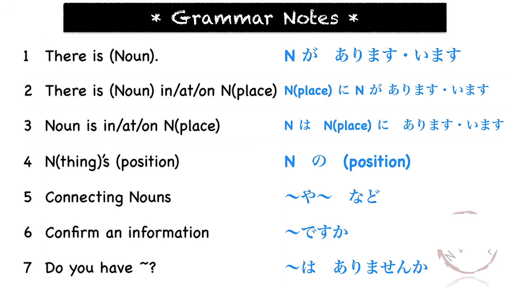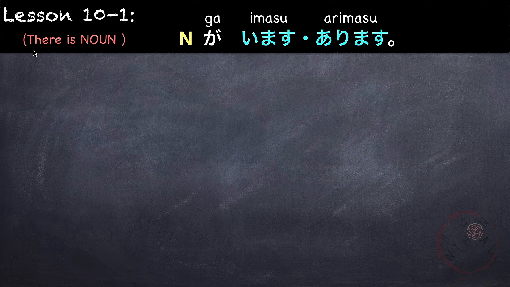Here are the grammar points that we will learn in this lesson. The first one is how to say there is a noun, or a noun exists. The pattern is noun ga imasu. We use imasu for people or animals or anything that moves. For things that don't move, such as objects or places, we use noun ga arimasu.